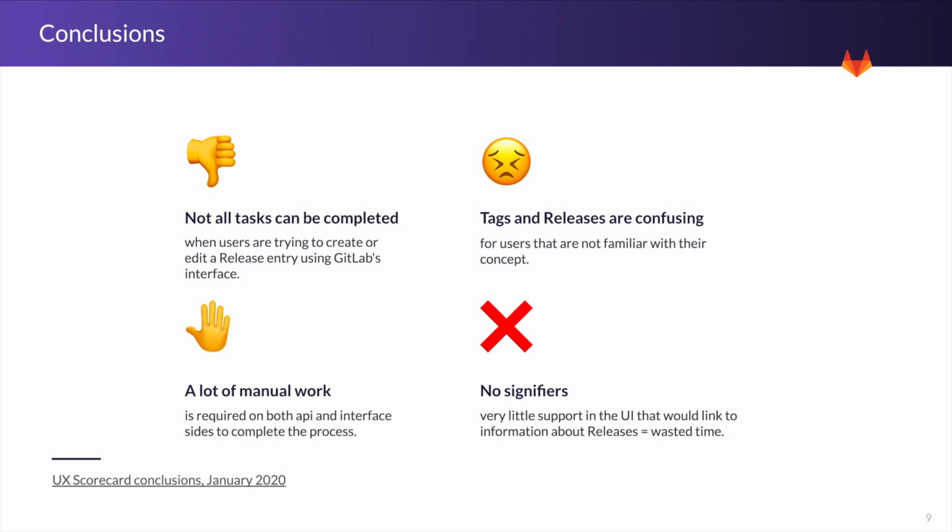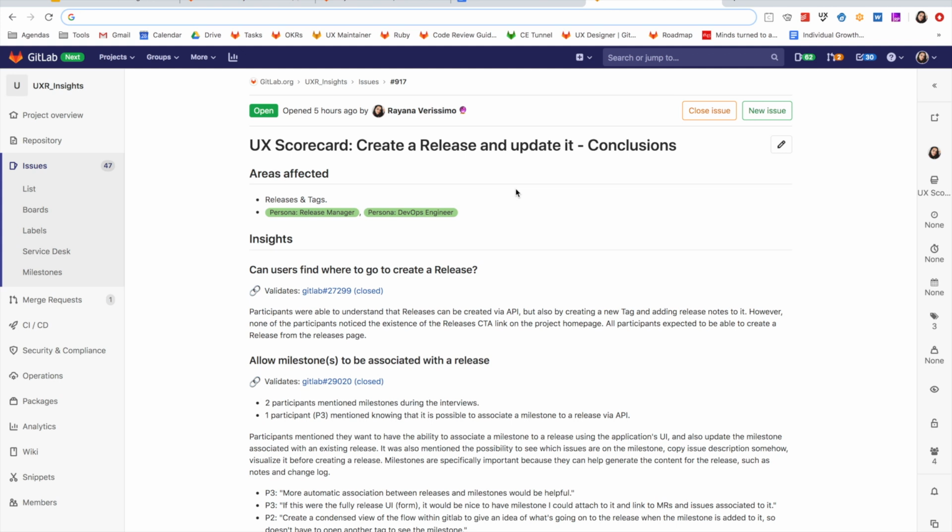So the conclusion is that not all tasks can be completed. When users are trying to create or edit a release using the GitLab UI, there's still a lot of friction. Some of the steps they need to do through the API, and some they have to do through the UI. Tags and releases are still confusing for users that are not familiar with the concepts. And there are no signifiers, so very little support in the UI that links to relevant information. That makes users waste time. You can see all the collected conclusions and insights on this issue.